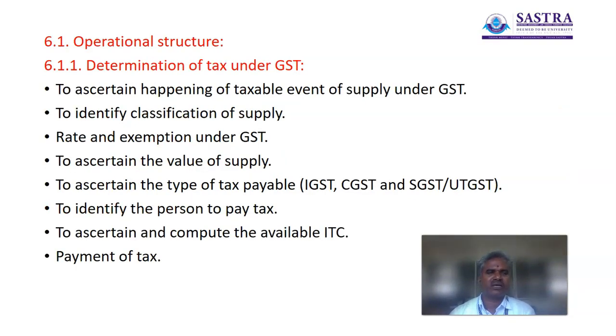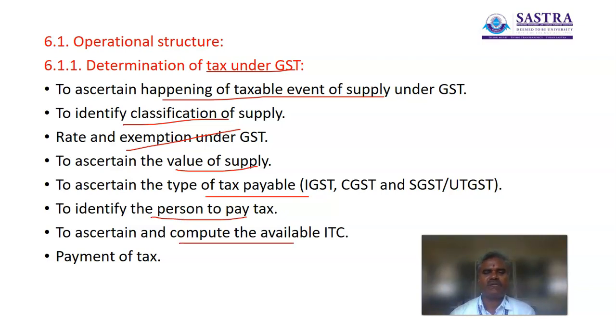Then operational structure, determination of tax under GST: to ascertain the happening of the tax event of supply, because the event of supply is the moment at which we are going to charge tax. Identifying the classification of supply, whether it is intrastate or interstate. Rate and exemption, we have to know. Ascertain the value of supply after charging. Ascertain the tax payable after adjusting ITC. Identify the person to pay tax. Ascertain and compute the available ITC. Then payment of tax. These are all the operational structure regarding determination of tax under GST.